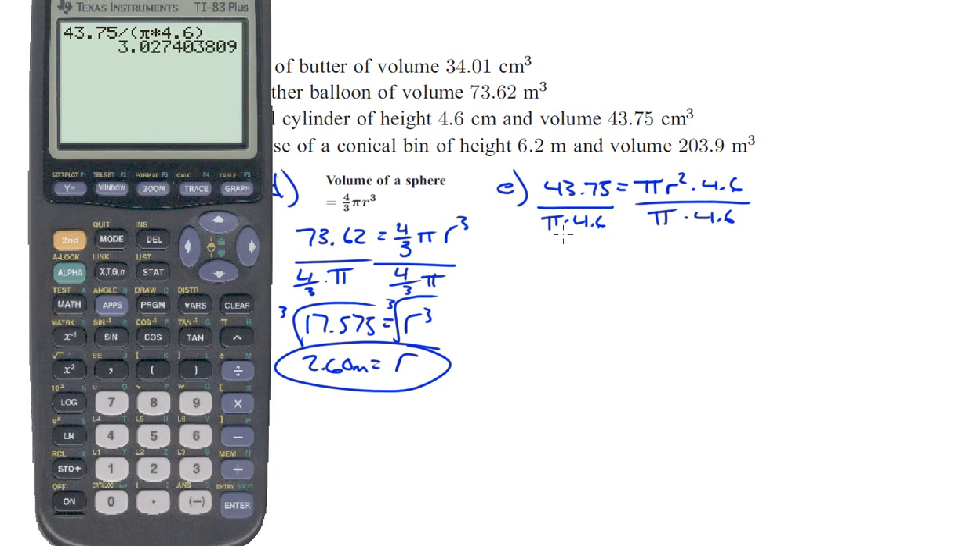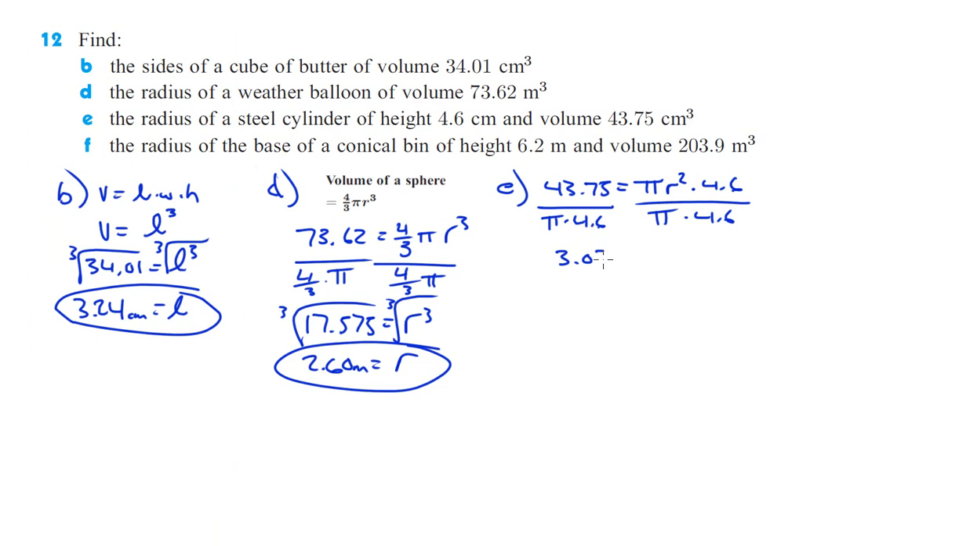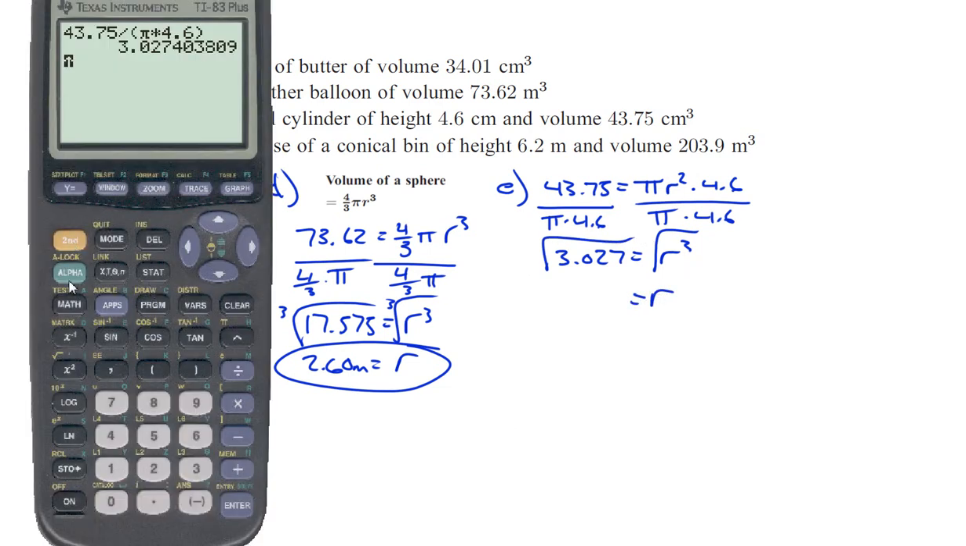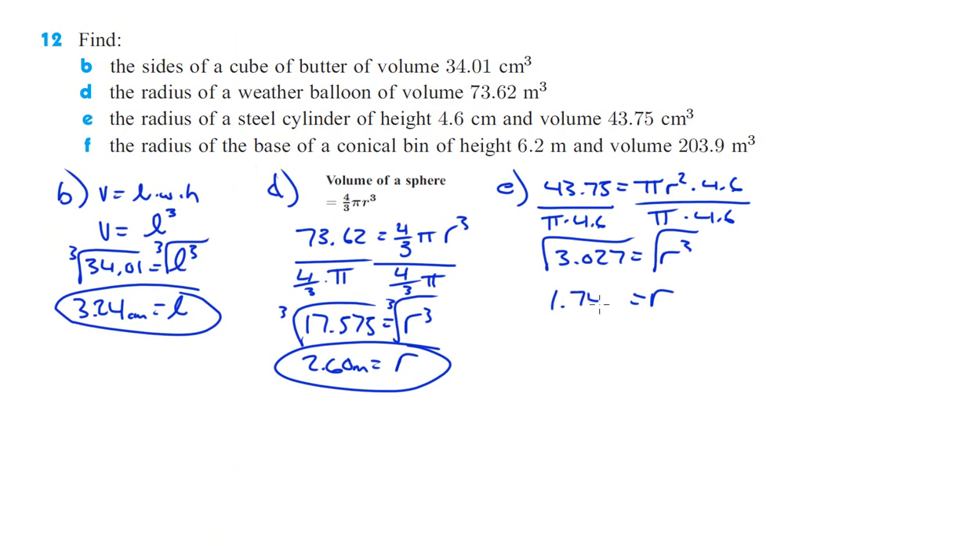Okay, that gives us 3.027 equals our radius squared. So we want to square root both sides and figure out what our radius is. So the square root of our answer gives us 1.7399. So let's go with 1.74, and that's going to be centimeters, right? Yep, because that's what everything else is in. Okay, and then the last one is F.